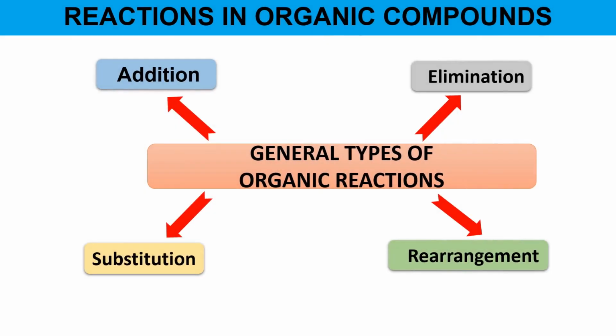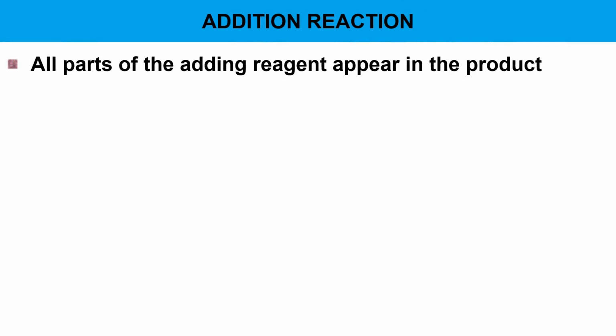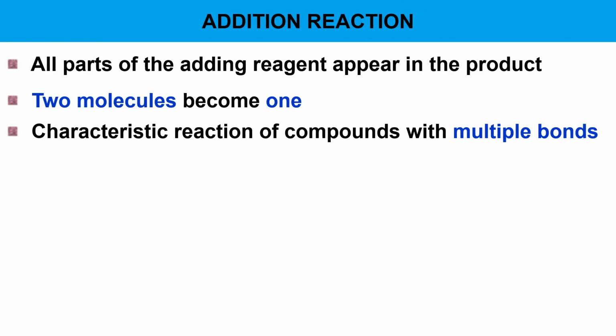Reactions in organic compounds. There are four general types of organic reactions: addition, substitution, elimination, and rearrangement. Addition reaction. All parts of the adding reagent appear in the product. Two molecules become one. It is a characteristic reaction of compounds with multiple bonds.